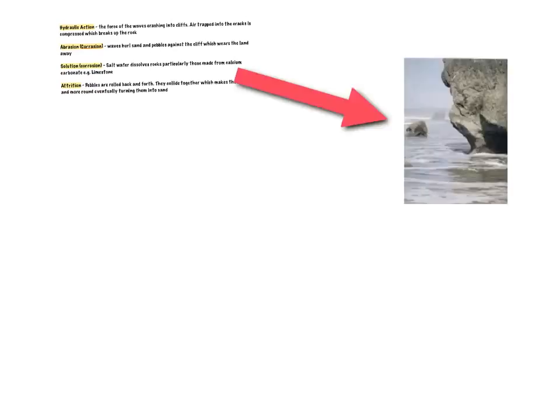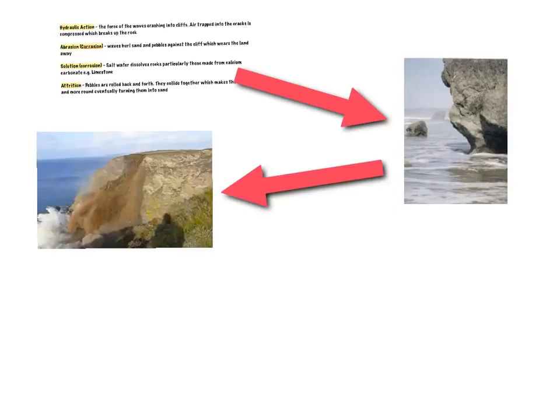So, to recap, the important points to remember in the formation of a Wavecut platform are firstly, the types of erosion, how these types of erosion lead to the formation of a Wavecut notch, how the increased size of the Wavecut notch eventually leads to the collapse of the overhang due to the force of gravity, and the retreating of the cliffs, which leads to the formation of a Wavecut platform which is visible at low tides.